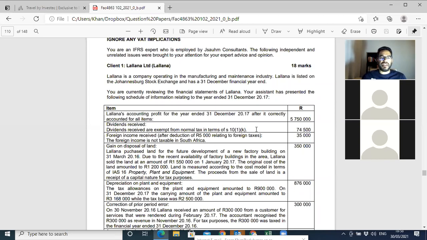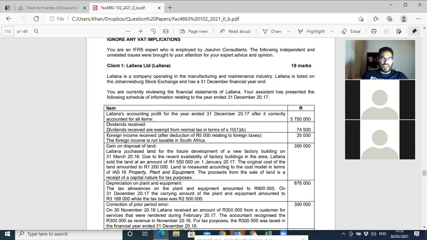So what I would make note of, somewhere where it's easy for me to pick up, either on the far left or on the far right of the page, either in front of dividends received or after the Rand column, you will tell yourself it is a permanent difference and you will tell yourself tax rate recon. So identify that it's a permanent difference.